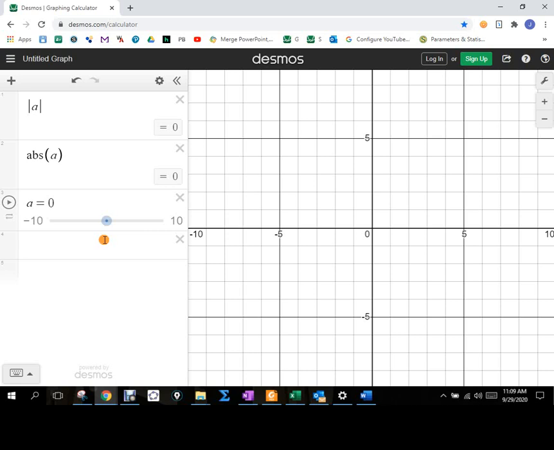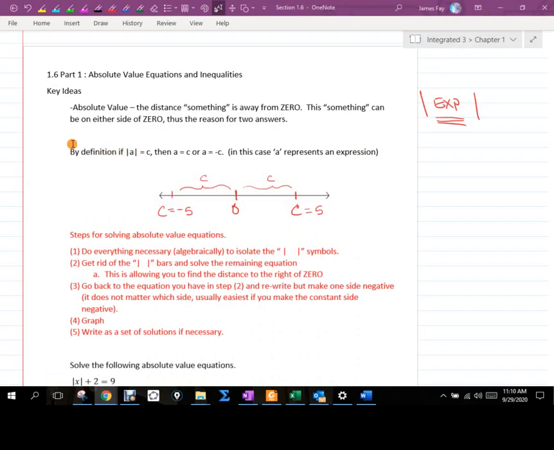But I could take the absolute value of 0, which is 0. But now if I put negative numbers in, you see how it still turns it into a positive, right? So absolute value is always going to take something and make it positive. Okay. This is the definition that our textbook gives.